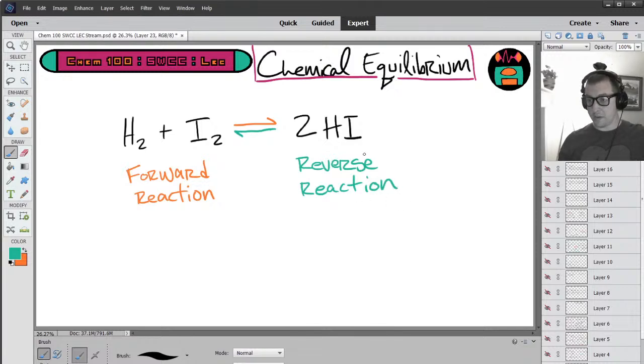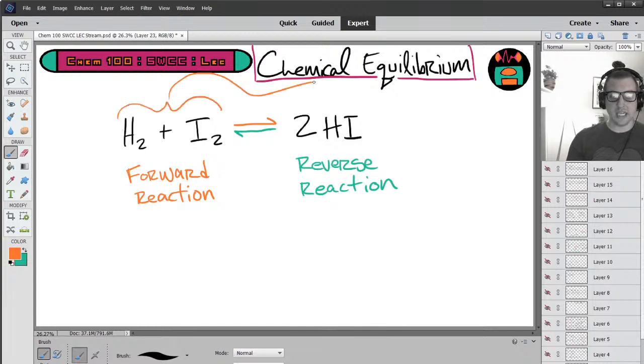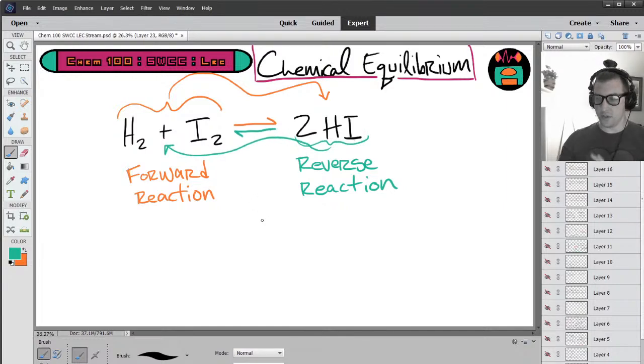All right, so when we talk about the forward reaction, we're talking about these two producing this guy, and when we talk about the reverse reaction, we're talking about these two producing these guys. All right, so that's the forward and reverse reaction.